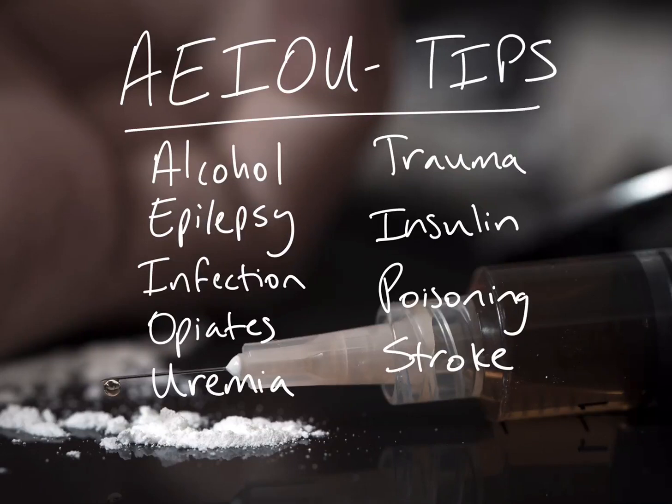The next is the longest one, AEIOU-TIPS. This acronym lists the possible reasons someone might be unconscious or have an altered level of consciousness. It's important to remember this list so that you can begin trying to rule out each one as you do your assessment until you can find the cause and treat it.